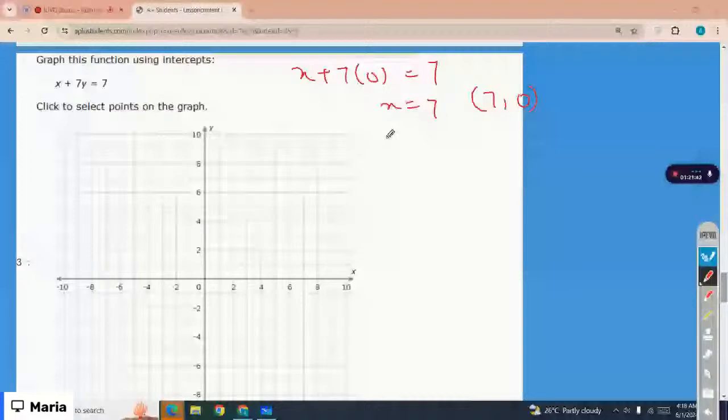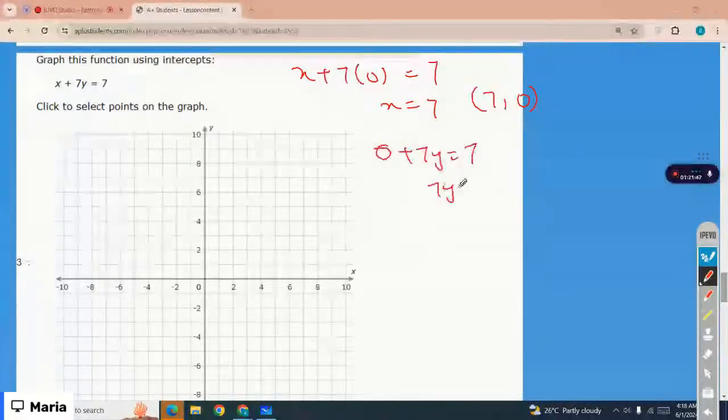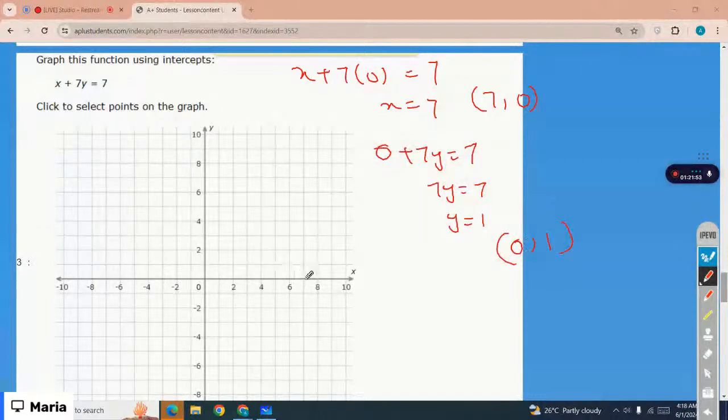Now you have to calculate the y-intercept. You need to put x equals 0 in the equation. 7y equals 7, y equals 1. That is 0 and 1. So you have 7, 0, and then 0, 1. You have to join these 2 points and make a graph like this. This isn't quite a straight line, although you have to make a straight line.